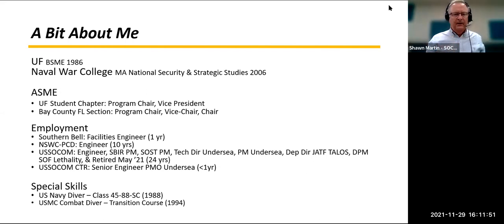My first job out of UF was as a facilities engineer with Southern Bell. And as I've mentioned to the other two classes today, I hated the job, and that's okay. It allowed me to understand what I don't want to do. So I was only there for a year. And through my network that I was slowly building, I was able to secure a job with the Navy. That's the NSWC-PCD, Naval Surface Warfare Center, Panama City Detachment. And I worked there for 10 years as a design engineer.